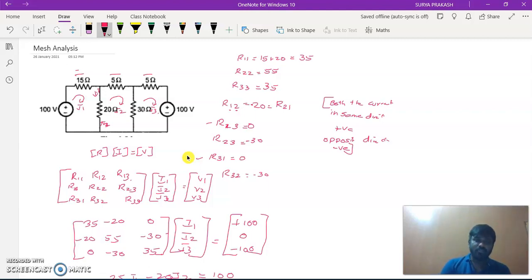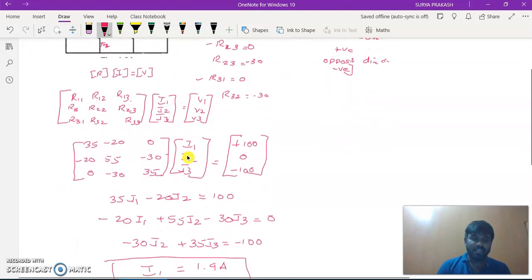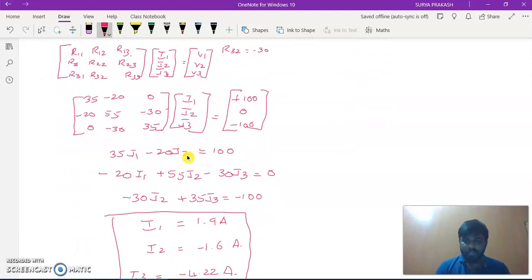Once you have found these resistance values, you can derive the algebraic equation for each and every loop. Once you have arrived at the algebraic equations, you can solve them to find the unknown current value for each individual loop.